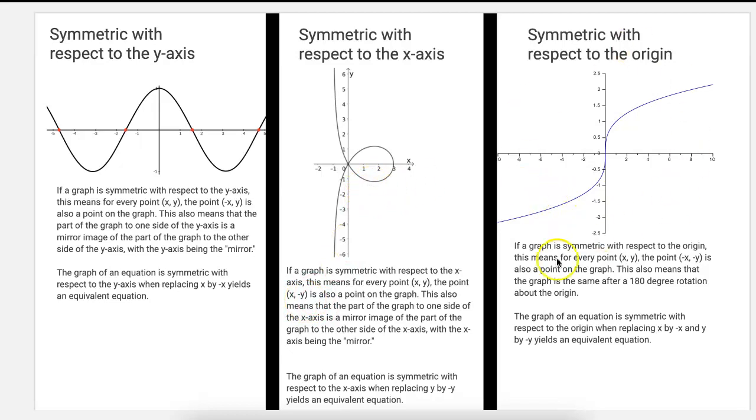And then last, we have symmetric with respect to the origin. This type of symmetry is more of a rotation symmetry about the origin. For every point xy, the point opposite of x, opposite of y, is also a point on the graph. So now let's look at our graph again one more time and see which type of symmetry best fits.